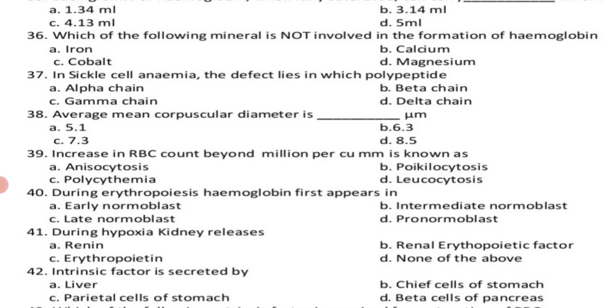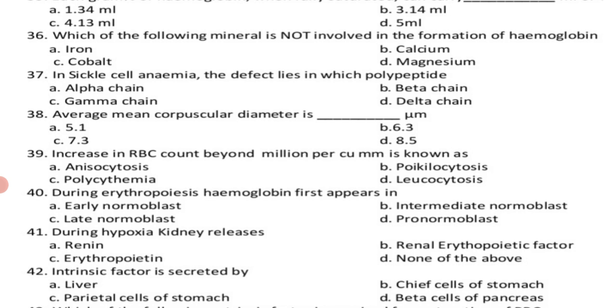And this polycythemia is because of a mutation in one gene, that is the JAK2 gene. The other option, anisocytosis. Anisocytosis means RBCs are of unequal size. Normally, RBCs are of similar size, but in anisocytosis, the RBCs are of unequal size.